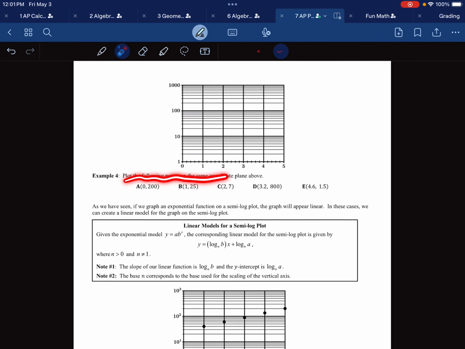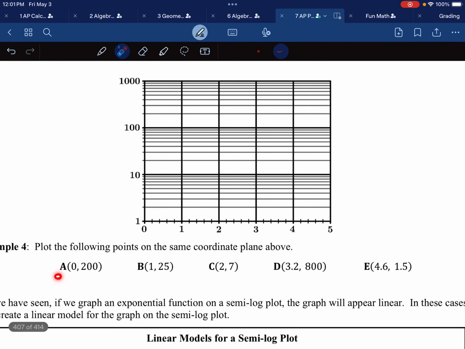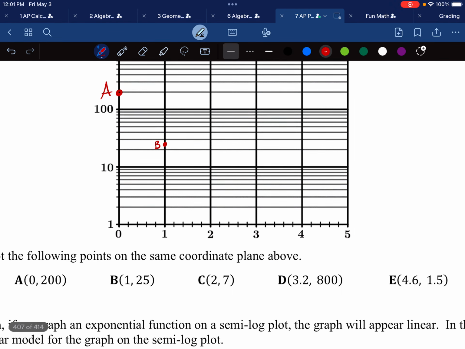Example 4, we need to actually plot the following. So plot (0, 200) and label it A. So 0, and then I go up 10, 100, 200 is right there. So I'm going to come here and graph that and say that's point A. Then B is (1, 25), so there's 1. I come up 10, 20, and then half of 20 is going to be right there. So 25 is there.